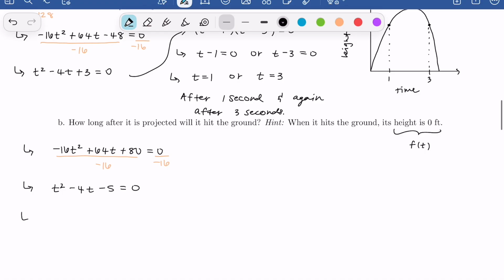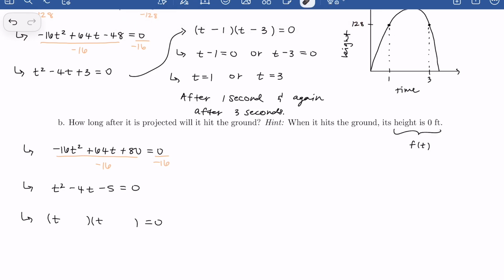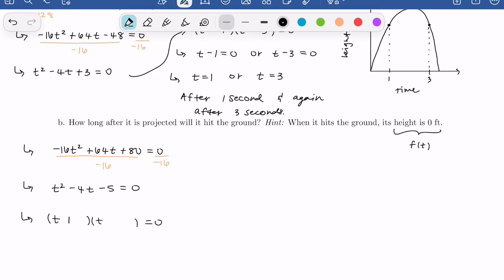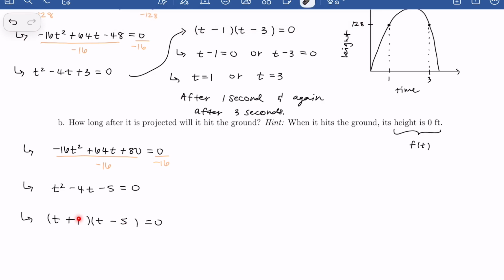Now again, we want to factor this and use our zero factor property. So we know we're going to have a t and a t here. And we know we need to find two numbers whose product is -5 and whose sum is -4. This would be a +1 and a -5. -5 times +1 gives us a -5. And if we were to add these values together, we get a -4. But of course, we can FOIL this to make sure we end up with our original trinomial.